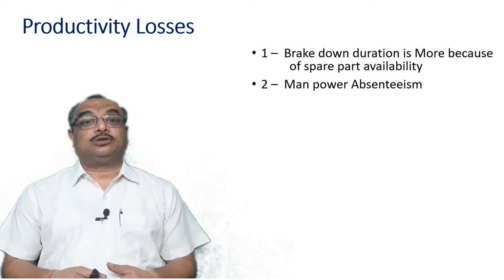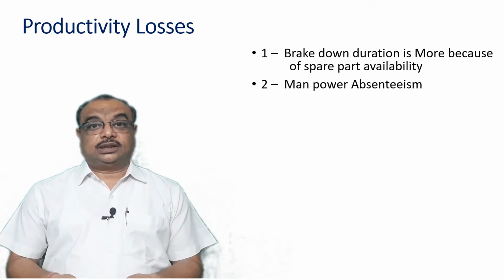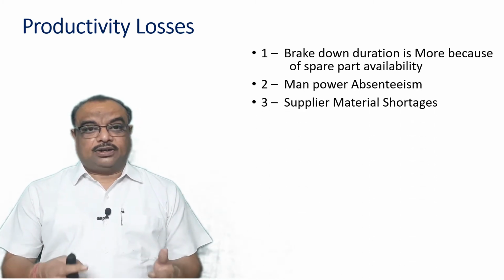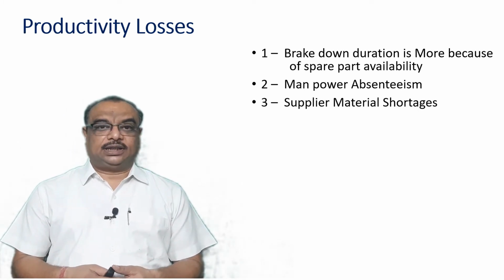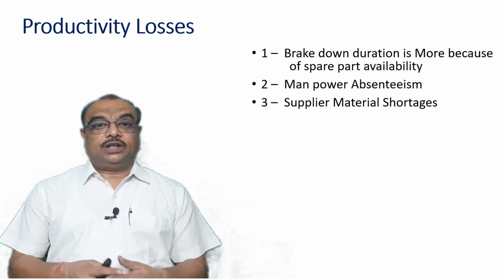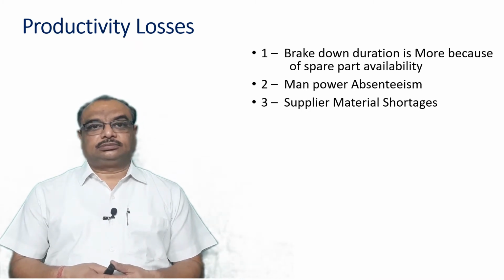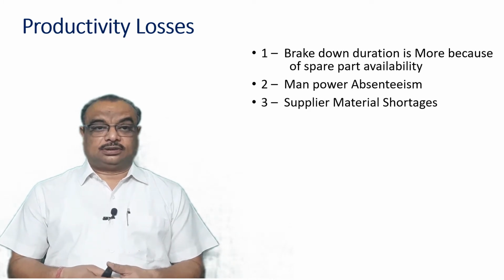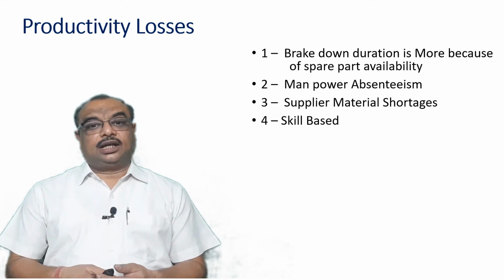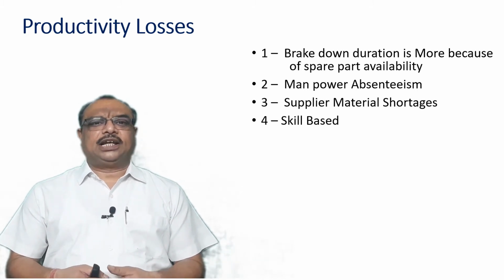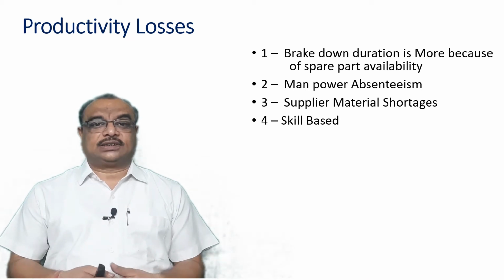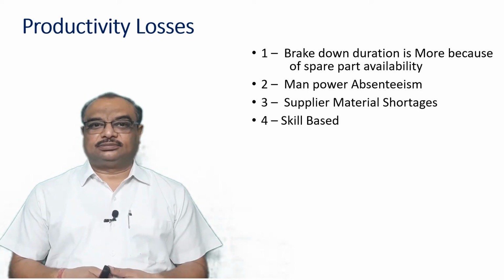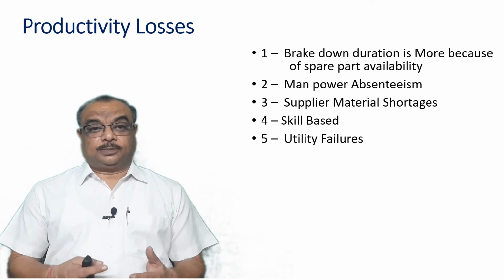The second thing is related to manpower absenteeism. The third situation could be related to suppliers, because my organization is not able to get the material from the suppliers in time. That's why we have to change the plan. So this is also one of the situations where productivity loss occurs. The next is related to skills. Many times people say productivity loss is just because of skills, because the manpower they are using is not properly skilled. So this is also one of the reasons for productivity loss.